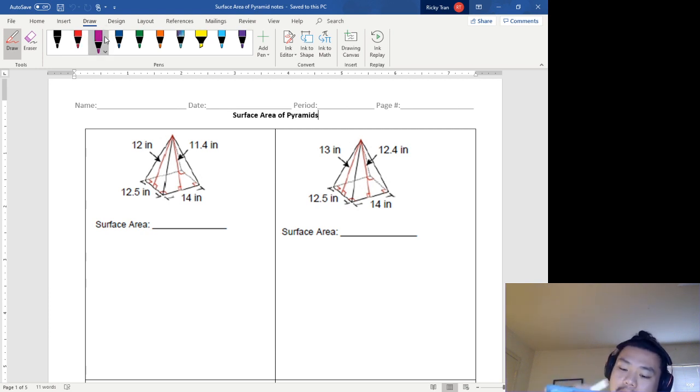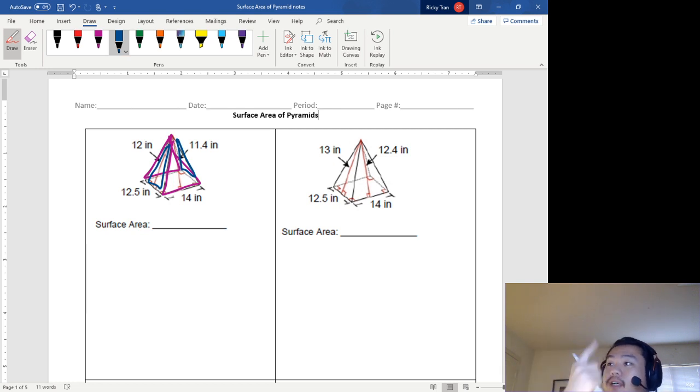Okay, so with number one, we'll start with this triangle and the back triangle. There's two of the same triangle here, and then two of the same triangle here. So there's two on either side, and then two on the other sides. And then we have a rectangle at the very bottom. Okay, so we'll start with the rectangle.